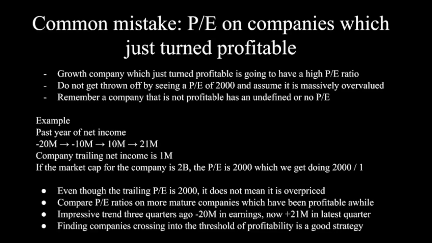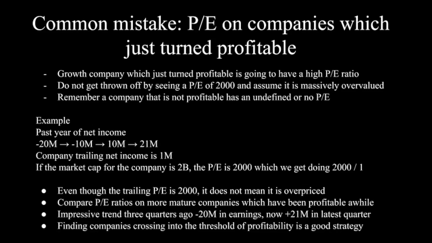So one of the key takeaways here is that even though the trailing PE is 2,000 for this company, it does not mean it's overpriced. And with growth investing, we want to compare PE ratios on more mature companies, which have already been profitable for a while. But if a company is really early stage, then the price to earnings ratio could be meaningless if they aren't profitable yet. We also want to look at the trend that the company is in.